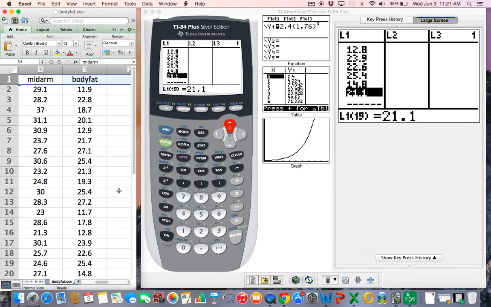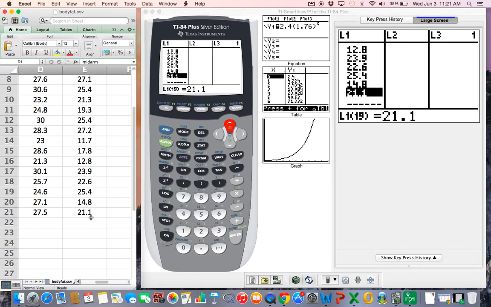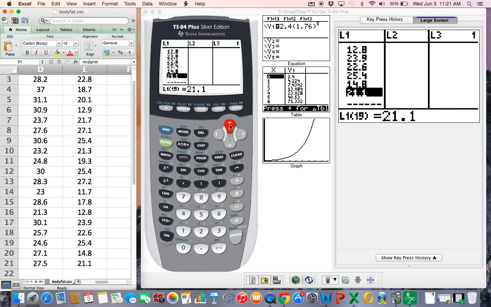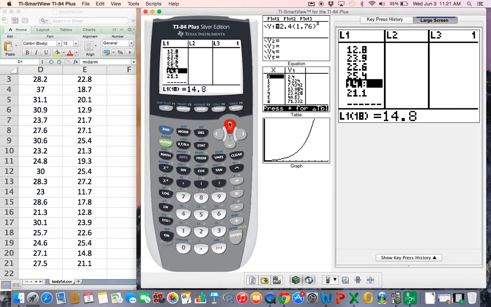So let's exit full screen and go back over and see if we can determine where the missing information is. So my last number is 21.1. I'm just going to start from the bottom. And then I should have a 14.8, 25.4, 22.6, 23.9, 12.8, 17.8, so I have a typo. Glad I found that. And I'm missing an 11.7.